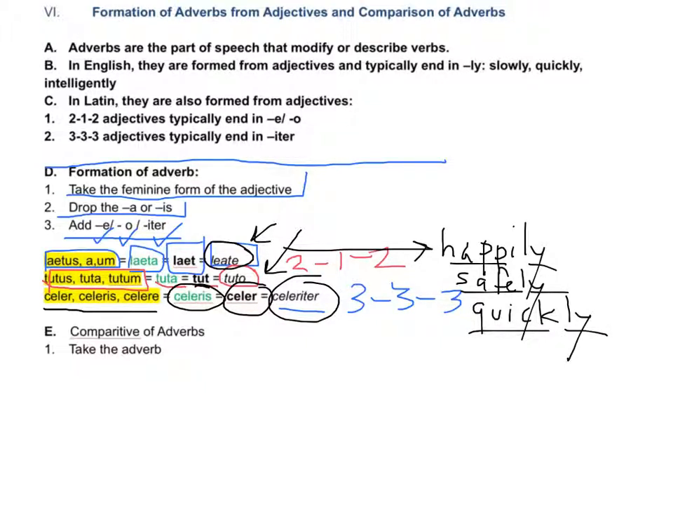In Latin, it's not just an ly that you add, it's an E, an O, or an ITER. ITER is for 3-3 adjectives. E is the most common one for 2-1-2 adjectives, and in rare cases, you add an O instead of an E.